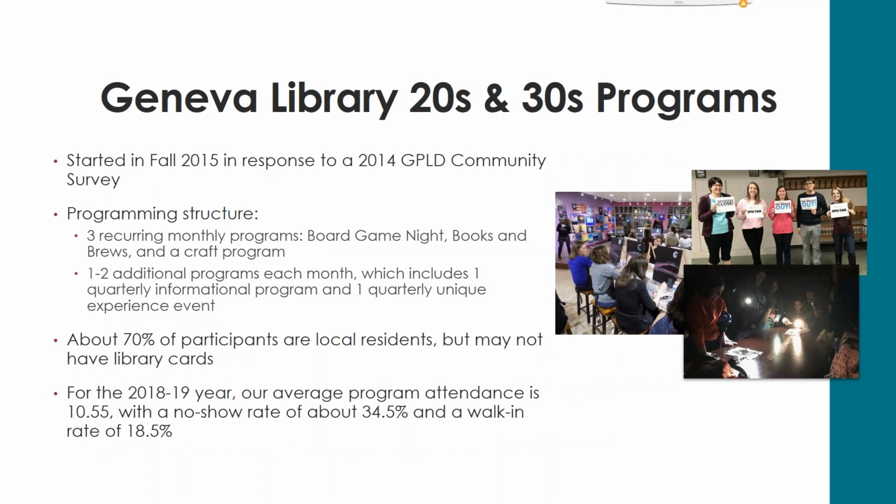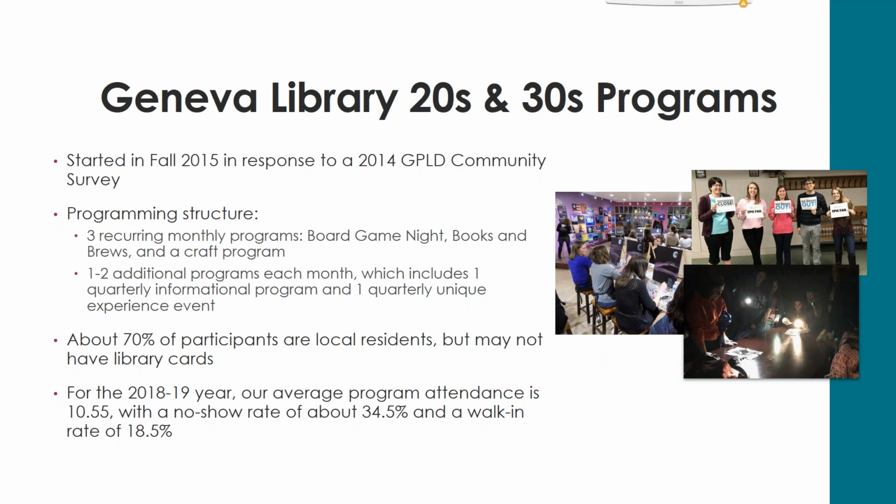So real quick, here at the Geneva Library, here's an overview of how we got started and all of the specifics for our particular programming schedule. 20s and 30s programming was very much a surprise to us. It was something that we heard in a 2014 community survey. We were investigating whether or not the community would support a new building project, and one of the pieces of information that we weren't expecting to find out was that people in their 20s and 30s really felt like they were looking for a social place in the library to be with peers in their own age group.